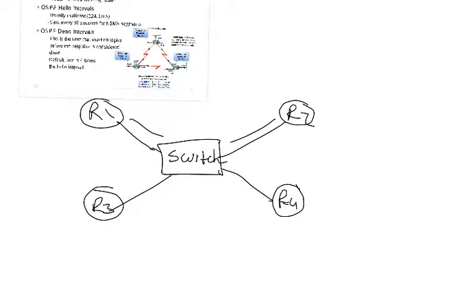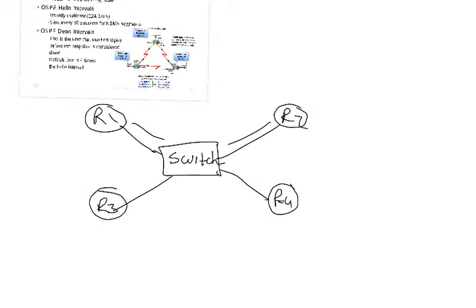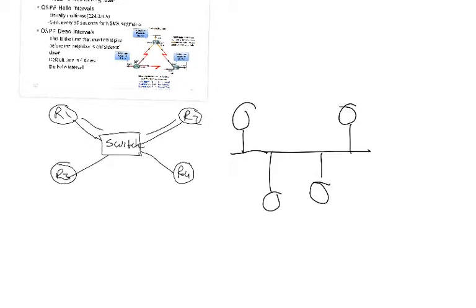Because the broadcast example is something like this. If you have a network like this, and you have routers like this. This is multi-access, but it's a broadcast network. Why? Because if one sends one packet, it gets shared by all of them. So this is a multi-access broadcast network.